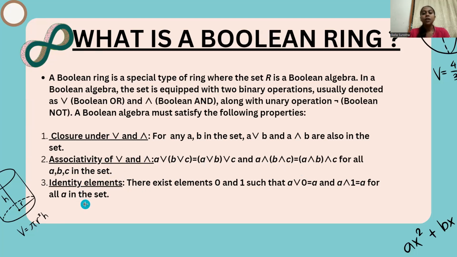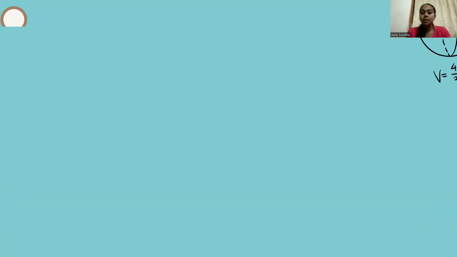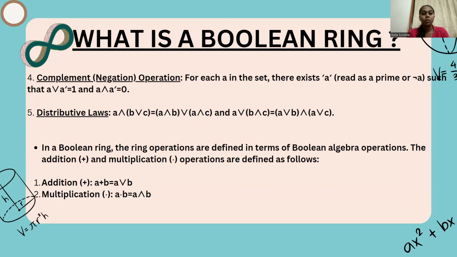And identity elements. So we all know that there exist 0 and 1 elements, right? So A or 0 should be equal to A, and A and 1 should be equal to A, for all A in the set. So this gives us the identity elements. Now let's see the other two properties it should follow. Those are negation properties. For A, the opposite or the negation of A is called A complement or negation A. Therefore, A or negation A should be equal to 1, and A and negation A should be equal to 0.